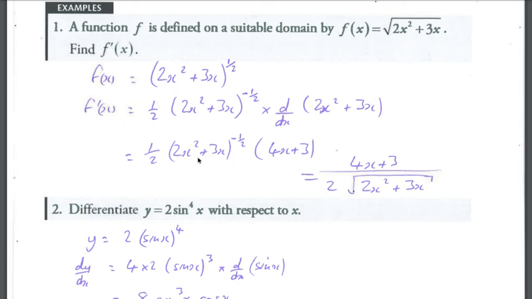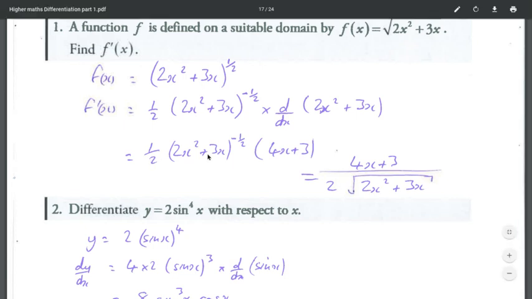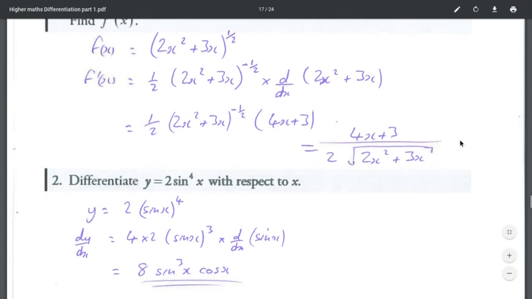And then we're going to rewrite it. So we've got 1/2, so that's 1 over 2, bracket to the negative 1/2, so we can move that onto the denominator and make it square root, multiplied by 4x plus 3, so that 4x plus 3 will stay on the top of the fraction. That will remain as the numerator.